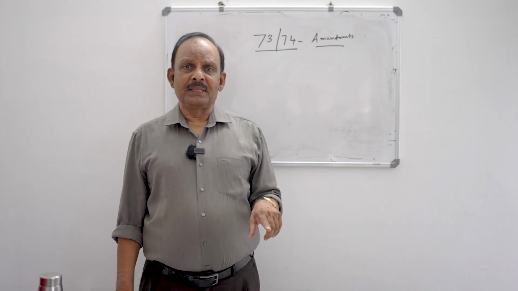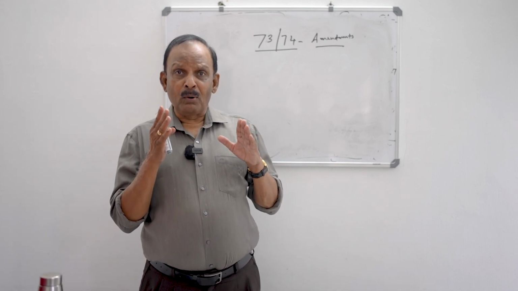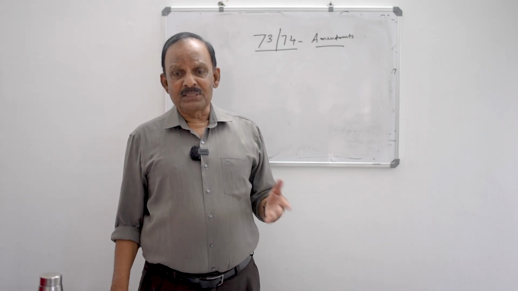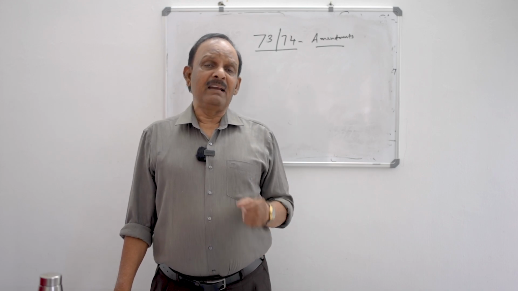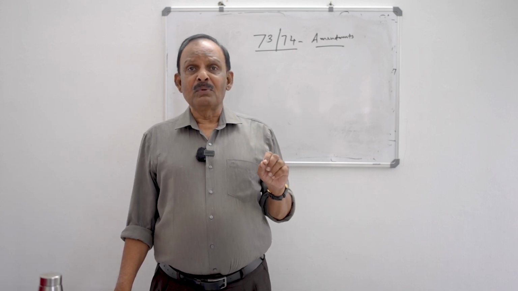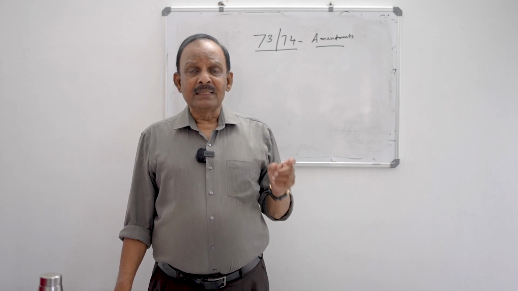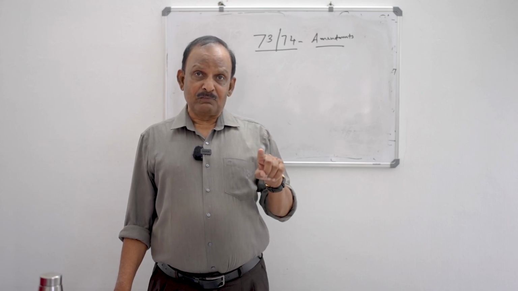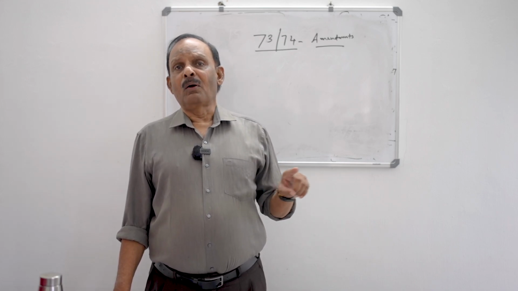Suppose there is another question, who is the father of the modern Panchayat Raj system, you may say Balwant Mehta. Balwant Mehta is the father of the modern Panchayat Raj system. If the question is father of local self-government, you should say Lord Ripon.